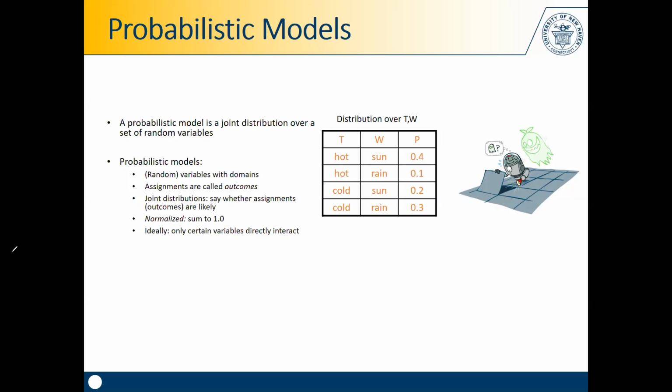It's important to note that joint distributions or probabilistic models are normalized. It means that the sum of all probabilities in the joint probability distribution table should be 1. Now, this is something to keep in mind. We'll talk about this a lot more towards the end of this lecture. Only certain variables directly interact in the ideal case. We want to reduce the number of entries in this joint probability distribution table. We'll talk about this a lot more as we move forward.